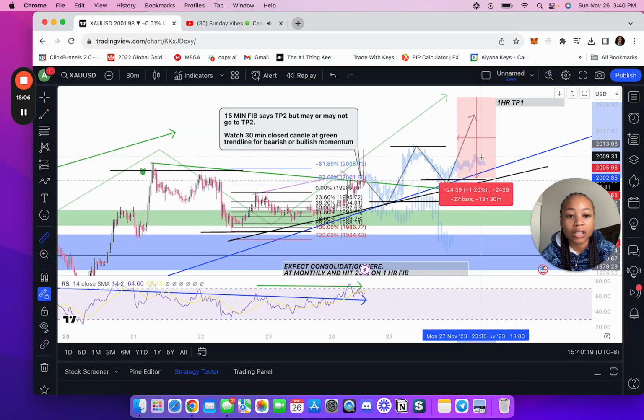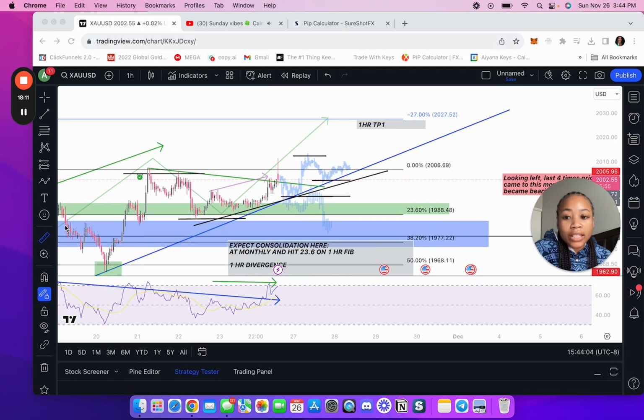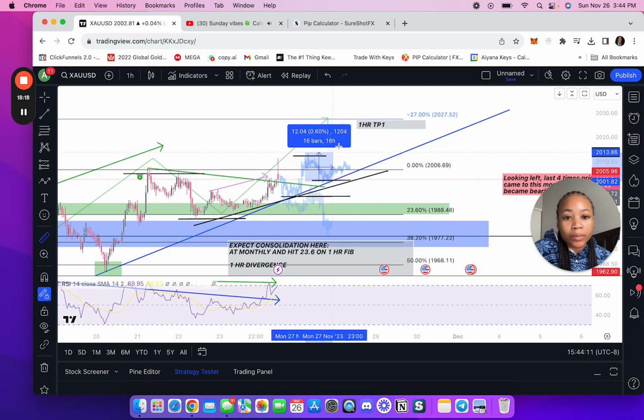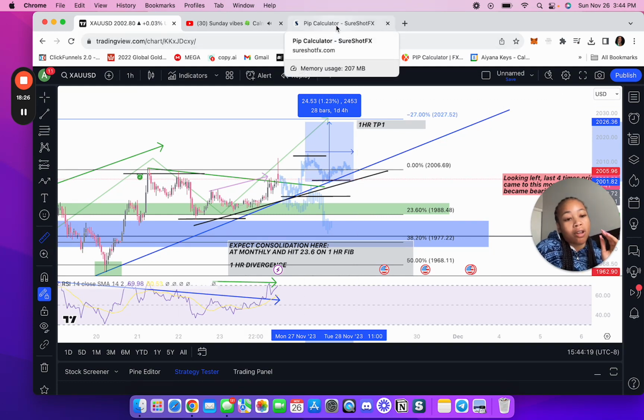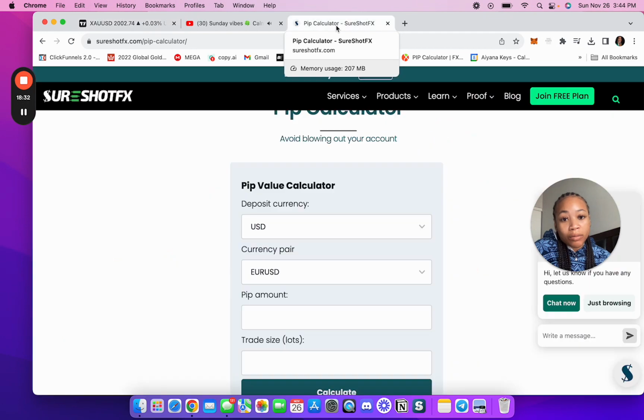Now, I'm going to show y'all also what's possible with 243 pips, how much you can make on that. So let's say we get in the market, let's just say we get in around here, right? So that's going to be 2453 pips. Okay, that's where we're going to set our take profit. Once price gets to that area, it's automatically going to close us out and we take profit.